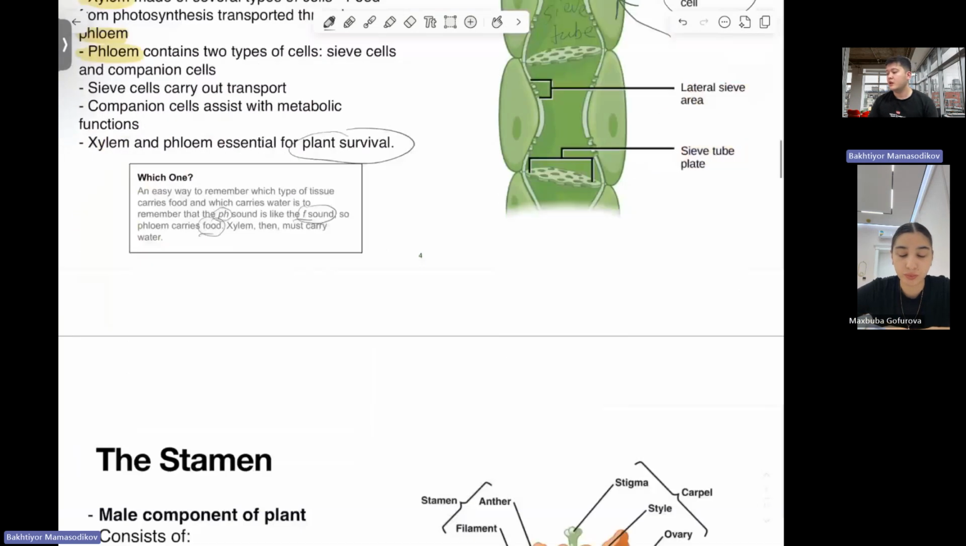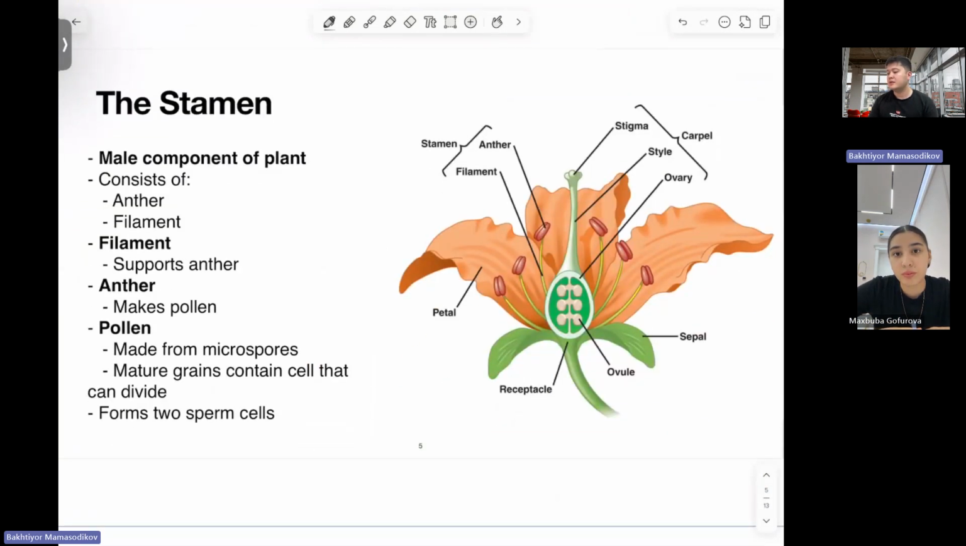Okay. So the stamen is a male component of the plant. Okay, the stamen is a male component. So in one flower, so this is the flower. In one flower, there are two reproductive systems, both male and female in one flower. Okay, the stamen is the male part of the plant. Okay, it's the male part. The stamen is the male reproductive part of the flower.